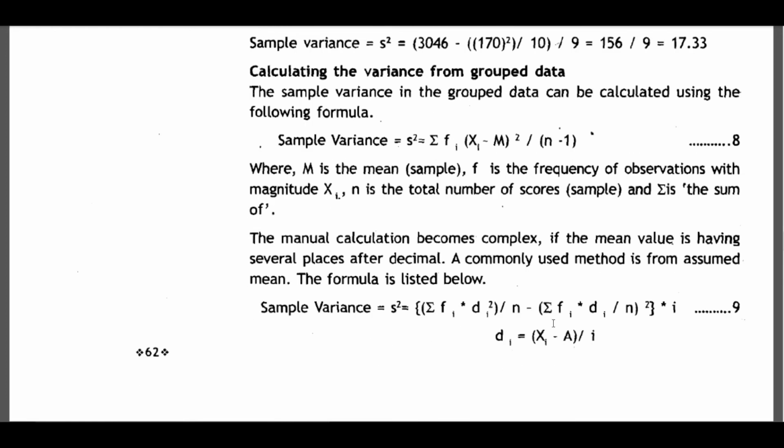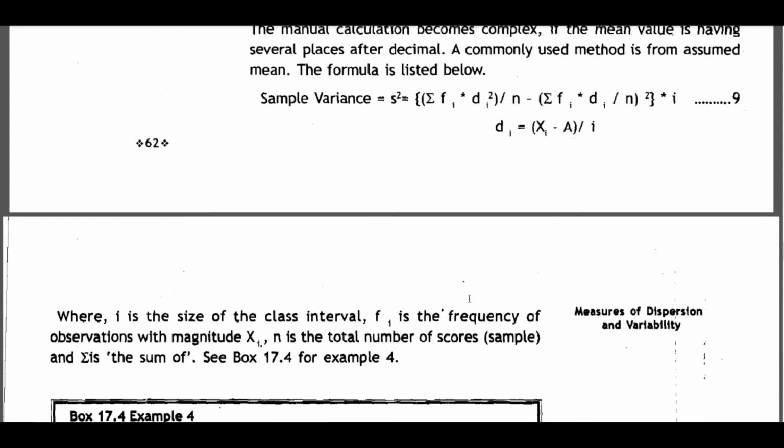So for the sample variance, we have this formula, where i denotes the size of the class interval, f is the frequency of the observation with magnitude xi, n is the total number of scores, and Σ is the sum. See 17.4 for example.